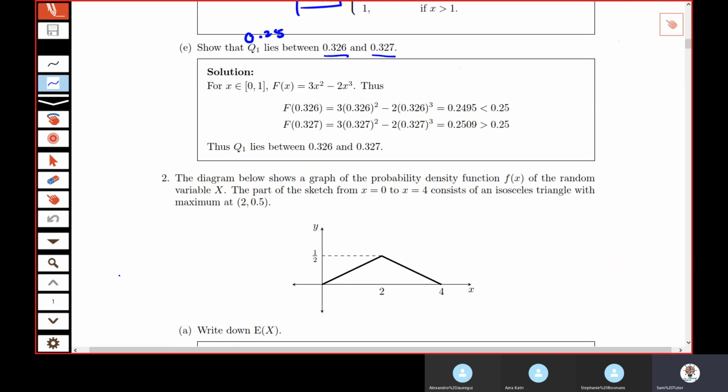Okay, this question. The diagram below shows a graph of the probability density function of the random variable x. So that's already graphed for you. And since we're here, let's actually write what we think F of x is.